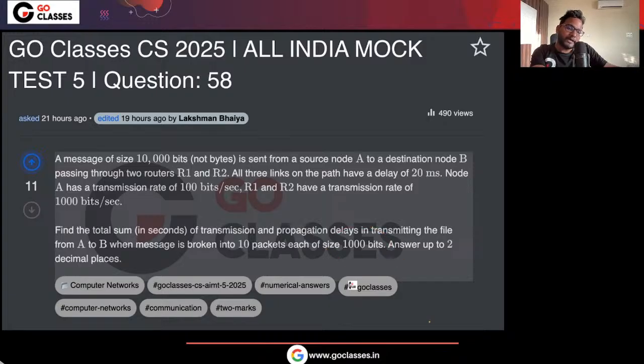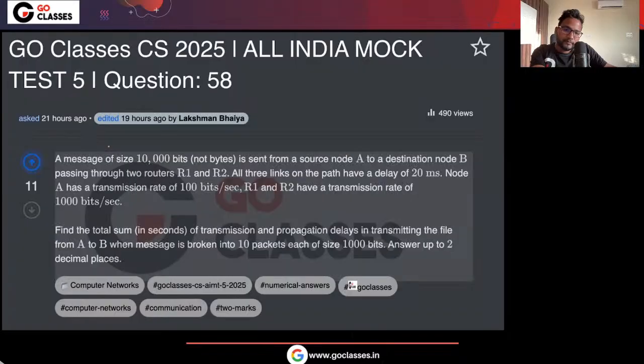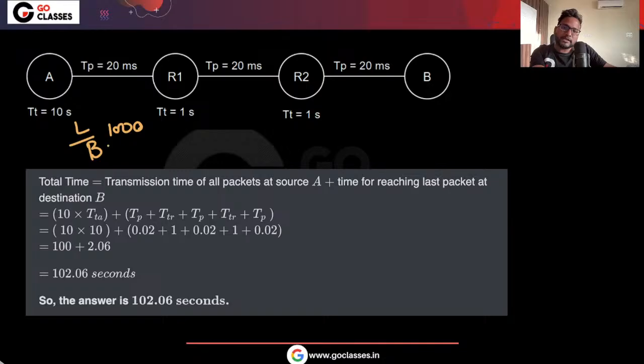And there are 10 such packets, so 1000 bits is the packet length. The bandwidth at A is 100, so it will be length upon bandwidth, which is 10 seconds for each packet, and the rest is 1 second only, because it is 1000 upon 1000. So the transmission time here will be more, because the bandwidth is less.